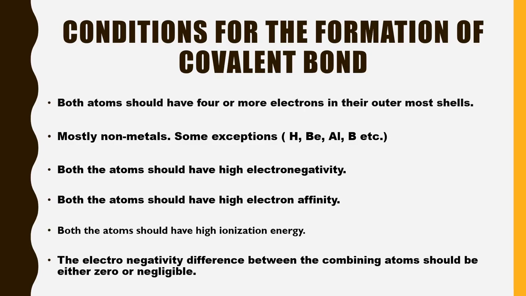Both the atoms should have high ionization energy. With high ionization energy, the atoms do not easily act as positive and negative ions. In covalent bond formation, the atoms mutually share, so we cannot easily separate a positive ion and a negative ion. The electronegativity difference between the combining atoms should be either 0 or negligible, so the difference is very small in a covalent bond. These are the conditions for the making of a covalent bond.